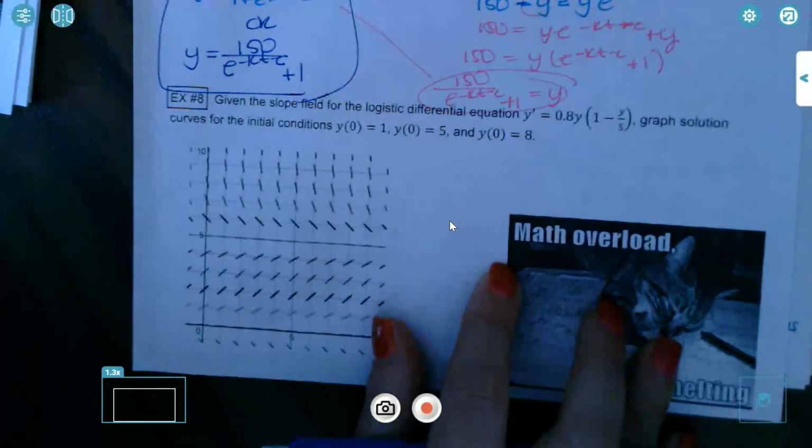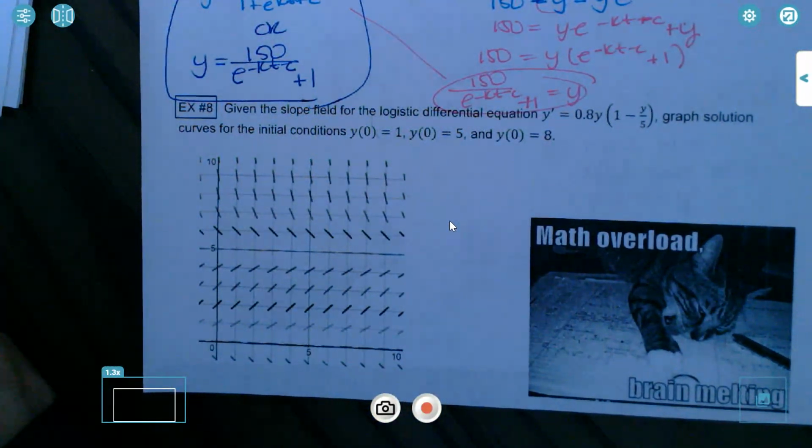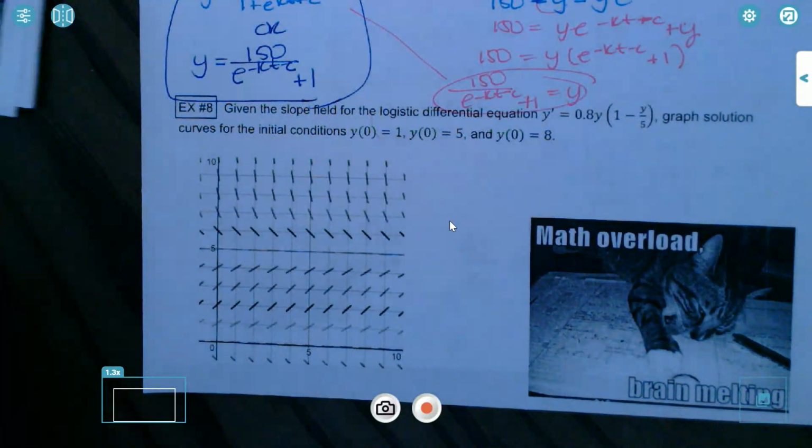All right, so the last thing we have down here is, given the slope field of the logistic differential equation y prime equals 0.8y(1 minus y over 5), graph the solution curves for the initial conditions y of 0 equals 1, y of 0 equals 5, and y of 0 equals 8.